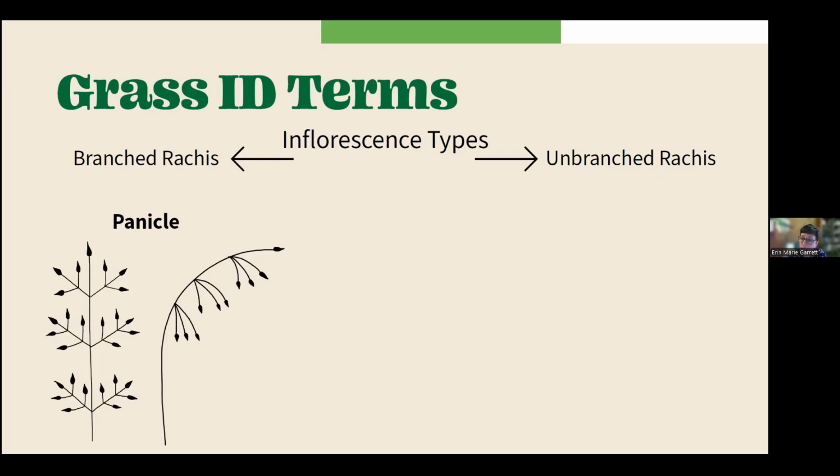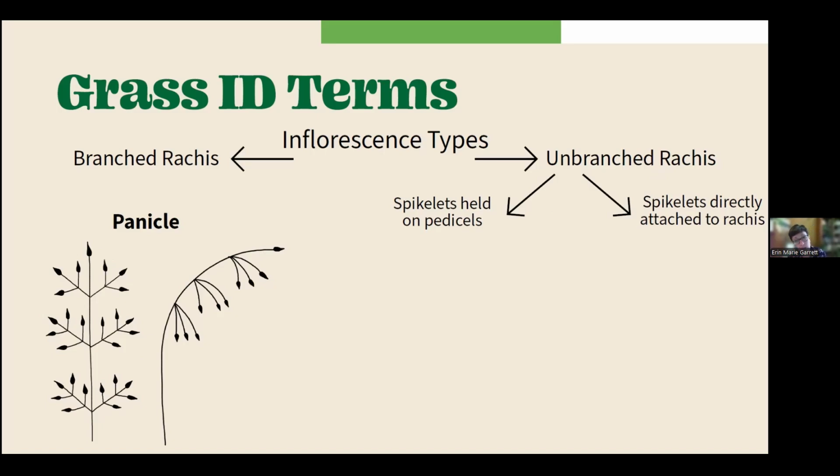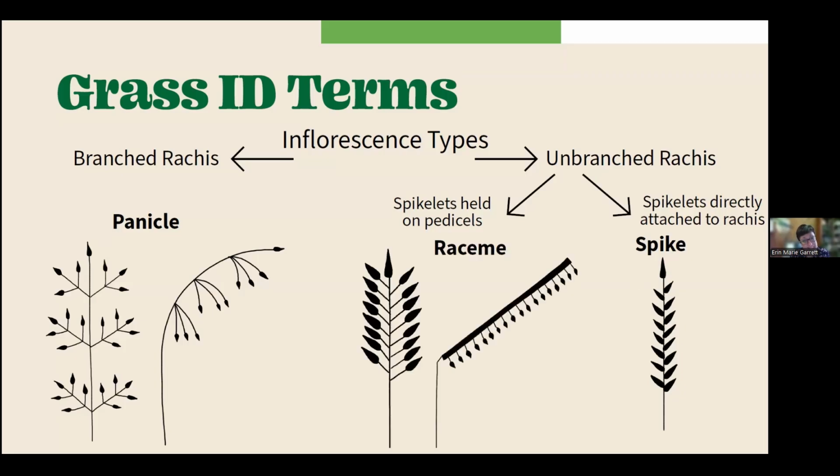On the other end, if our rachis is unbranched, we're going to ask another question: are our spikelets held on pedicels, or little stalks, or are they directly attached to that rachis, the main stem of the inflorescence? If we have no branches and no pedicels, we call that a spike. That one's pretty intuitive and easy to remember. Most of the time they look spike-like, with everything directly attached along that rachis. The raceme is the catch-all category. If it's not a panicle and it's not a spike, then we categorize it as a raceme. Racemes are tricky, and sometimes it doesn't look like it fits in that category, but it does.